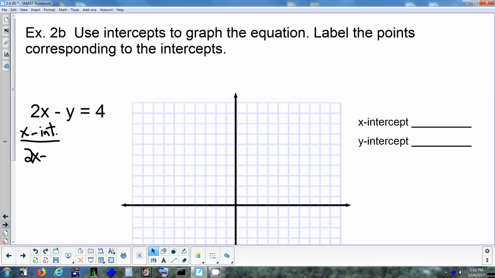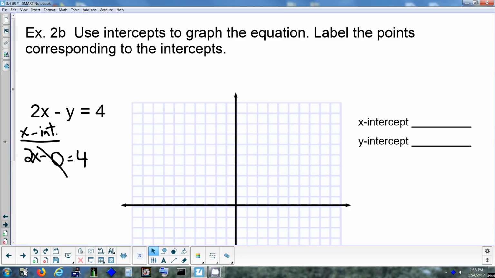Plug in 0 for y? Yes, exactly. That's what he just wrote. Plug in 0 for y. 2x minus 0 equals 4. The 0 would cancel out, so it's still 2x equals 4.